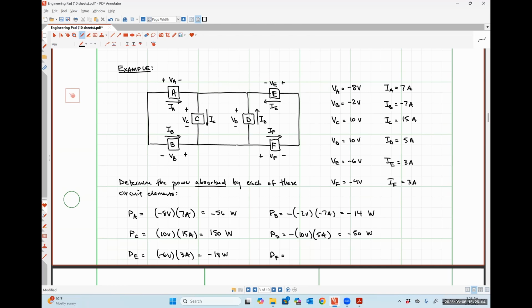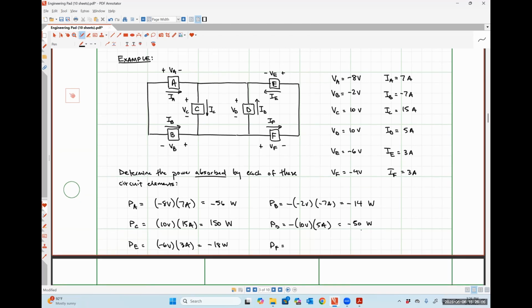Lastly, for element F, I have -4 volts times +3 amps. Once again, the current is flowing into the positive polarity terminal, so I leave it alone, and I get -12 watts.